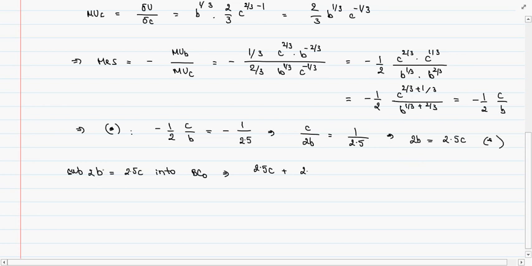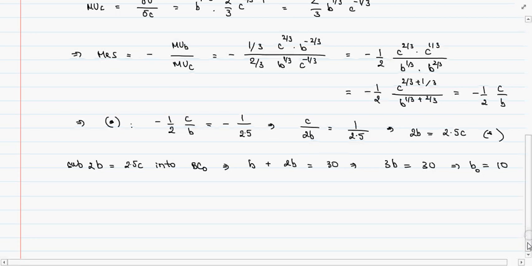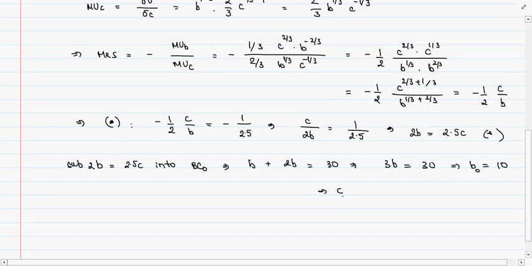If I substitute 2B equal to 2.5C into my budget constraint, then I'll get B, so B is still B, plus 2.5C, and we know that 2.5C is just equal to 2B. I want that to be equal to the income of 30, so therefore 3B equal to 30, and so therefore B equal to 10. I would say this is B0. And then therefore I should be able to find C.